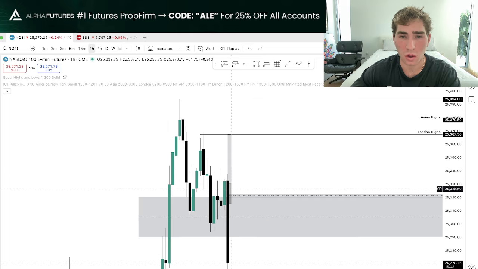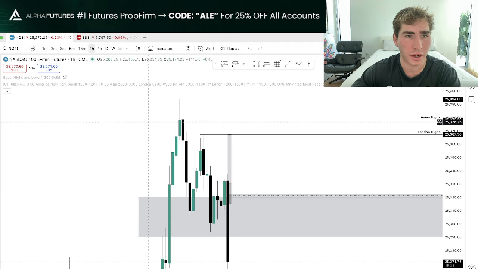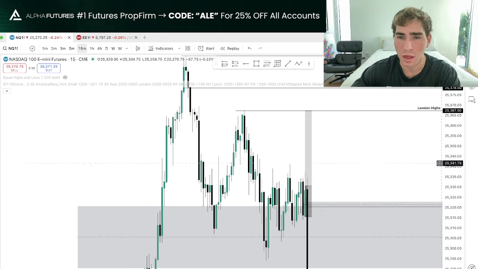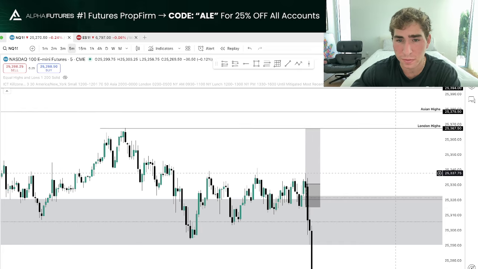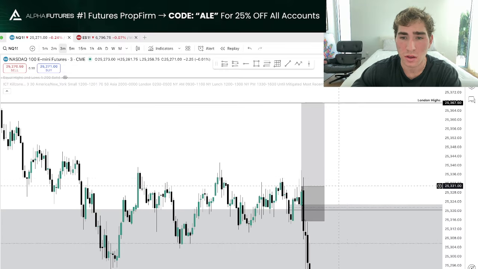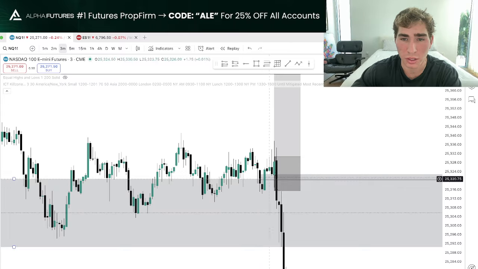The hourly, also bullish, closed above this body. 15-minute, choppy. I can't read this. I'm not going to lie to you. I can't read the 15-minute. I can't read the 5-minute. I can read the 3-minute. On the 3-minute, we tap into a bullish gap and close to the upside.